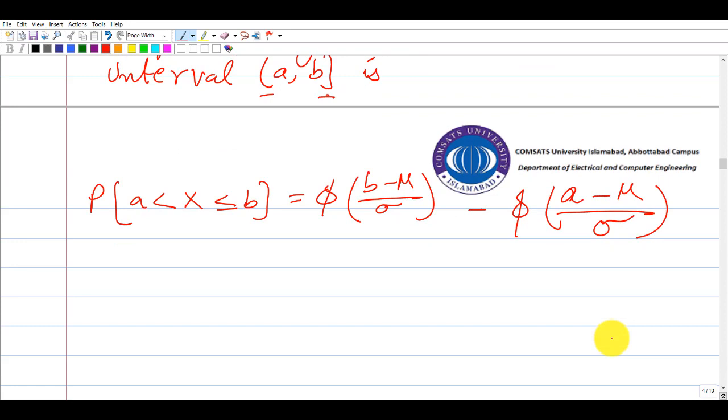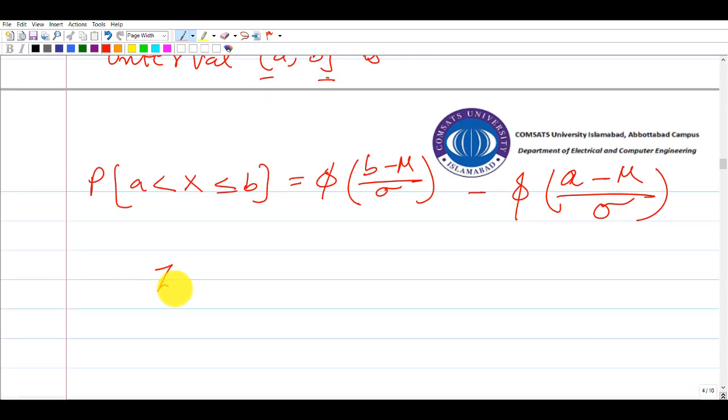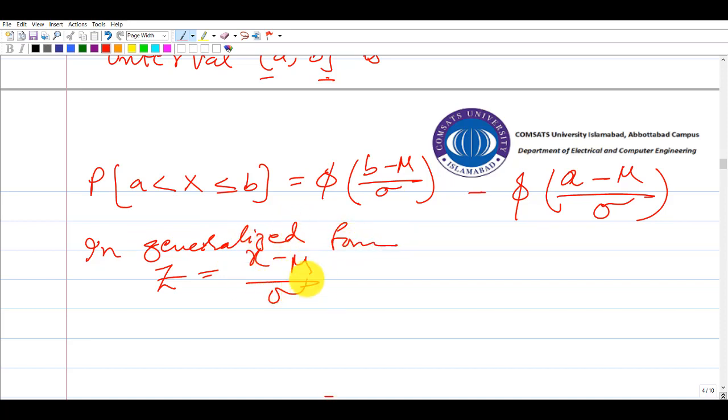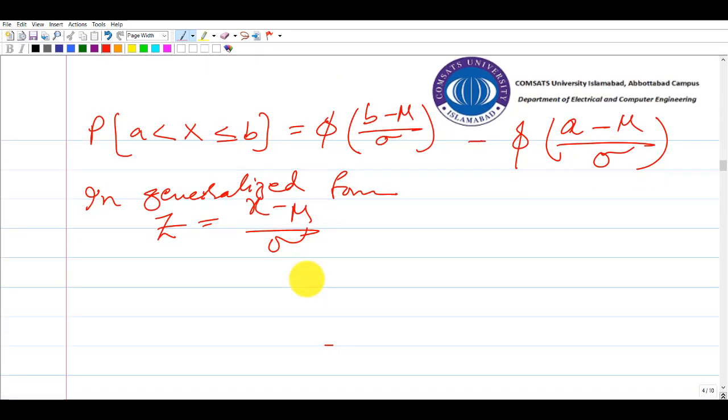So here we call this z, in generalized form, z is equal to x minus mu over sigma. So that will give me the z values in the range, and that z can be used to find out the probabilities from the table.